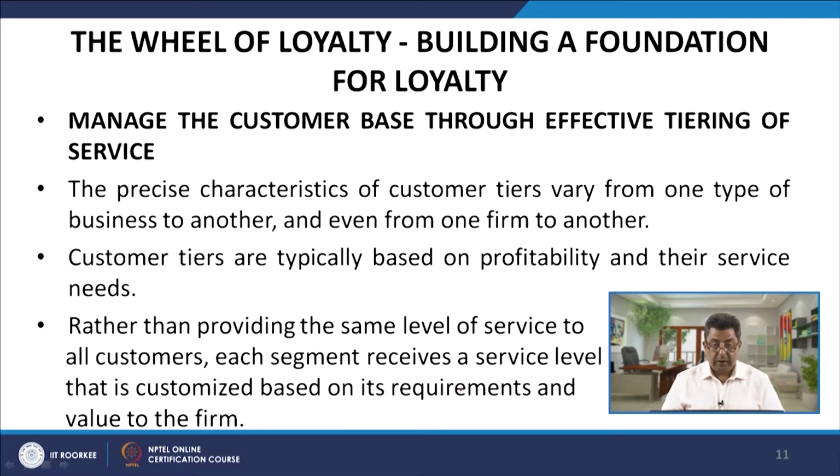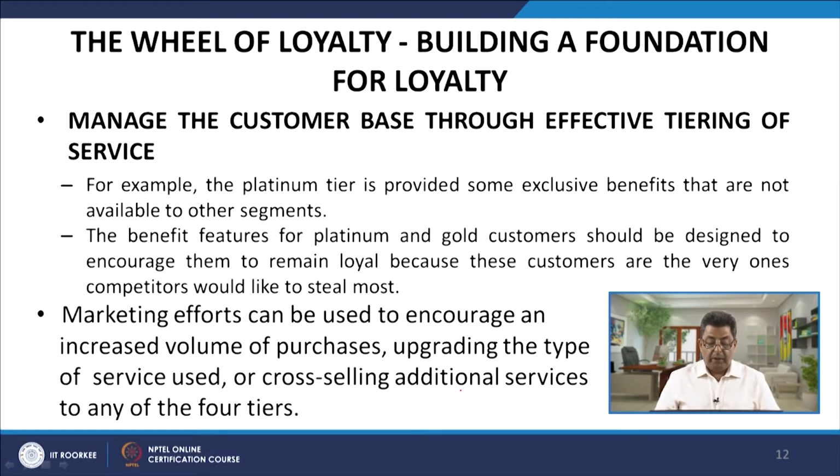So rather than providing the same level of service to all customers, each segment receives a service level that is customized based on its requirement and value to the firm. For example, the platinum tier is provided some exclusive benefits that are not available to the other segments, because obviously they contribute more to the profit of the firm. The benefit features for platinum and gold customers should be designed to encourage them to remain loyal, because these customers are the ones competitors would like to steal the most. So now you see that it is a battle between all competitors to catch and to retain those platinum customers.